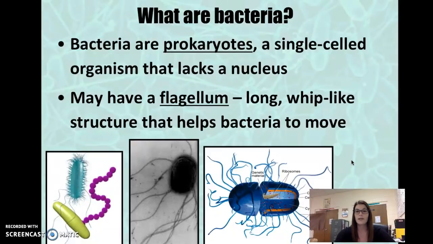Those are those long whip-like tail type things that help the bacteria move. So as you can see right here, this bacteria has quite a few flagella. Bacteria don't have a lot of membrane-bound organelles, but they do have a couple of organelles.